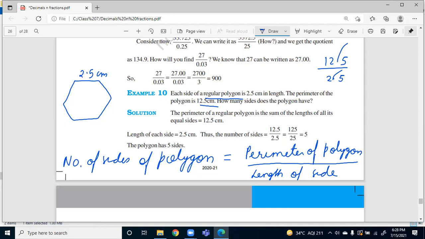Because if I remove the decimal of 2.5, I can write 25, and if I remove the decimal of 12.5, I can write 125. So we are left with 125 upon 25. When you cancel it, 25 fives are 125. So the final answer which you should get is 5 sides.